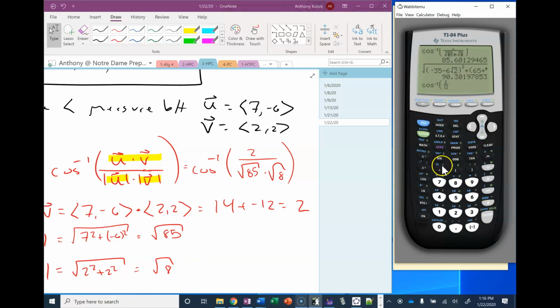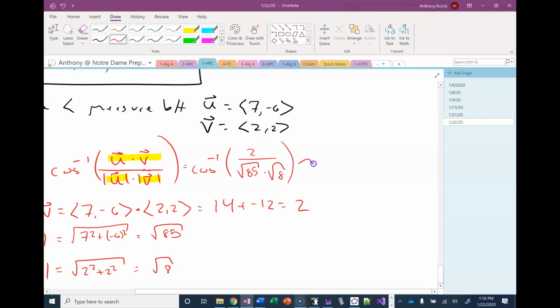What mode should my calculator be in? Good. Degree mode. And I get 85.60. That's it.